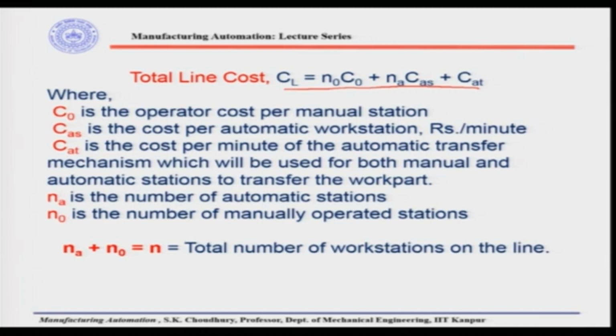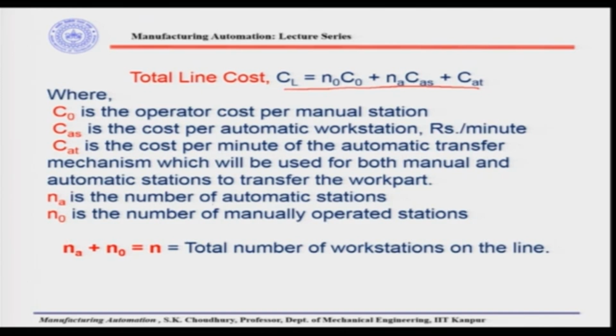Now, here the total line cost will be equal to N0 C0 plus Na into Cas plus Cat. Now, N0 is the number of manually operated stations. It could be any number. This is multiplied by C0, and C0 is the operator cost per manual station, how much you are paying to the operator for operating the manual station, plus Na into Cas.